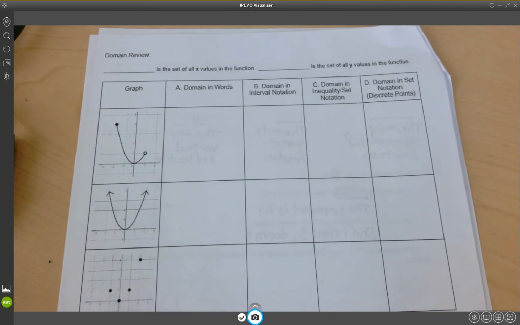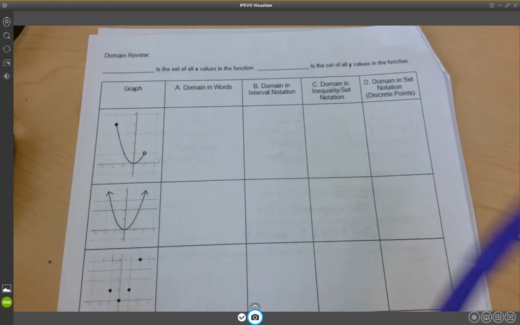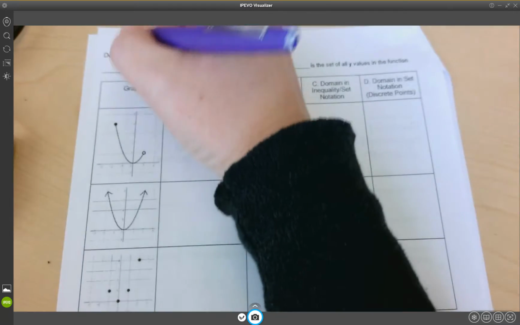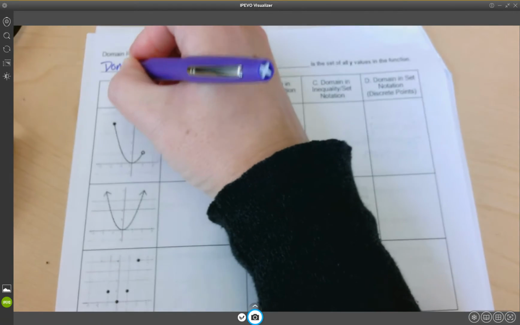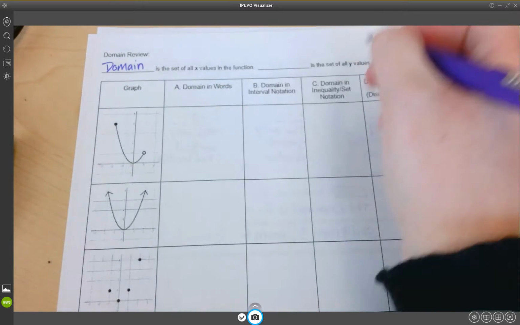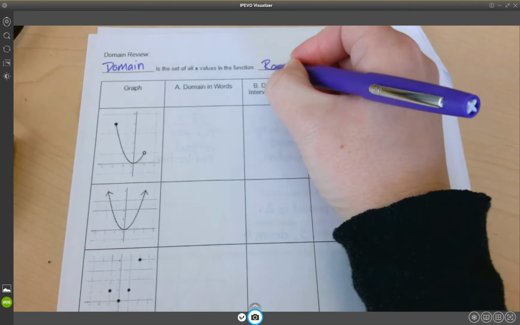Okay, AFDA students, in the notes for Unit 5, Day 4, we're talking about domain and range. Just a vocabulary review: the set of all x values is called the domain, and the set of all y values is called the range.